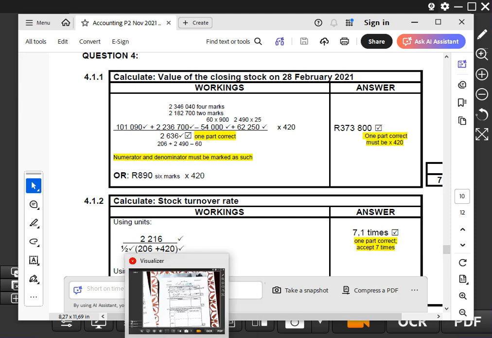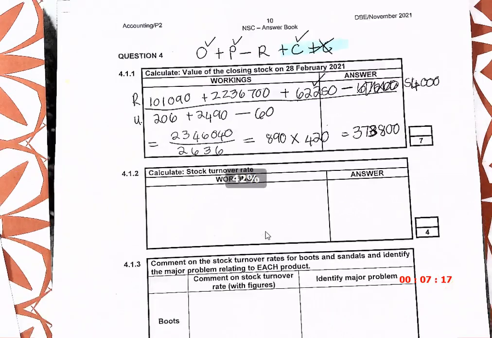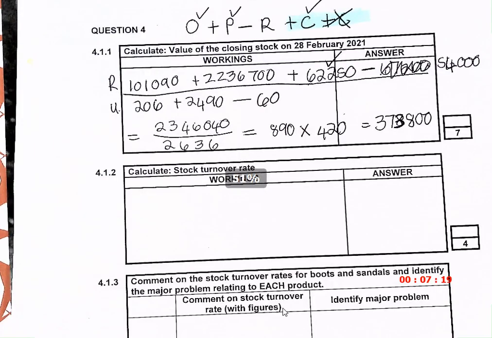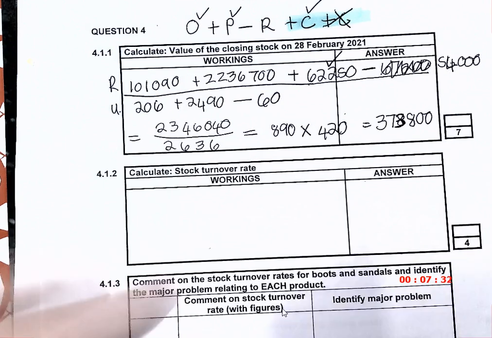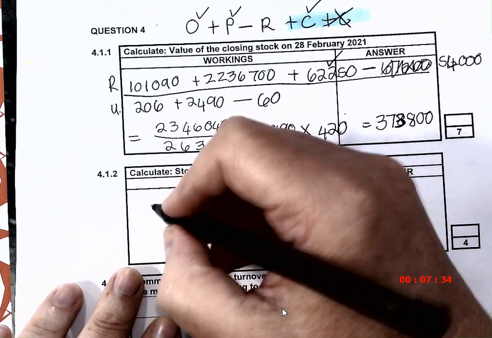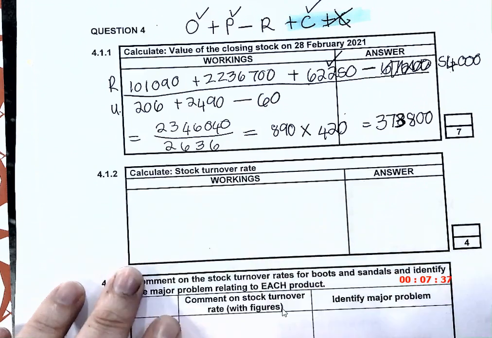Okay. Let's go on. So the next one, the stock turnover rate. But let's first just see. Yeah, they just say stock turnover rate. So the stock turnover, I want you to work in units. It makes life easier. So it's going to be the cost of sales on the average stock.